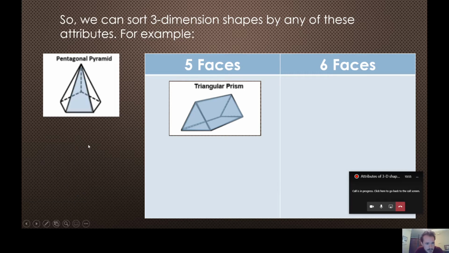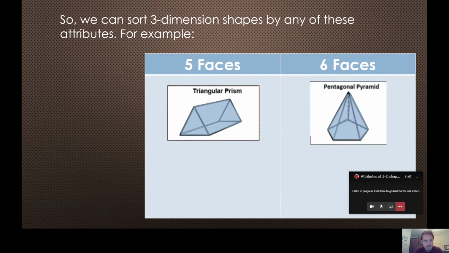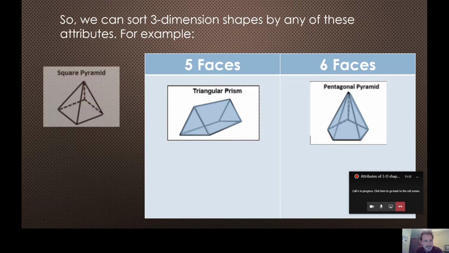Let's count them up. 1, 2, 3, 4, 5, and 6 at the bottom. This one has 6 faces, so we're going to move it over to 6 faces on our chart. Are we good so far? Give me a thumbs up if you're good so far. All right, amazing. Let's look at our next shape.